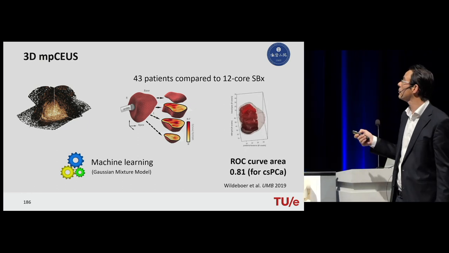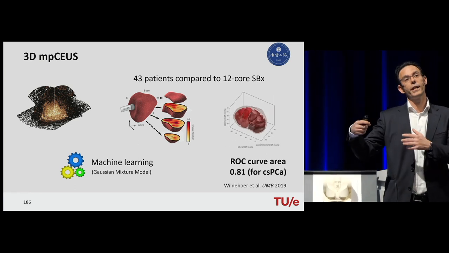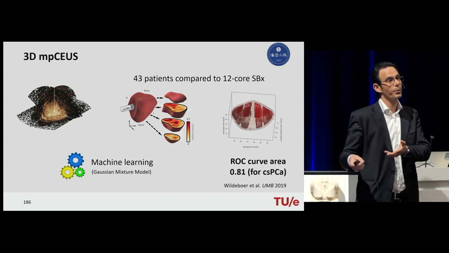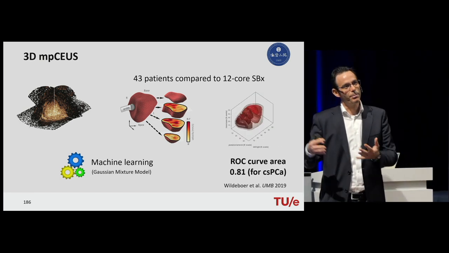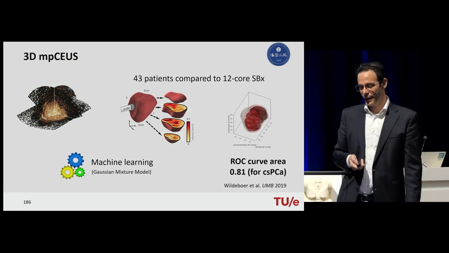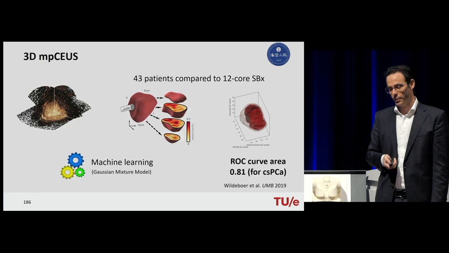In this case, what we did was to try to predict the results of biopsies. So these were not patients referred for radical prostatectomy as before, but patients that are naive, in the sense that they don't know yet whether they have cancer. And then they receive biopsies to confirm.